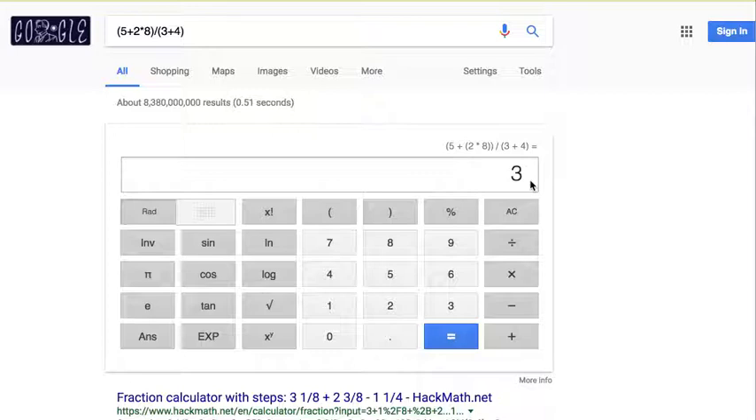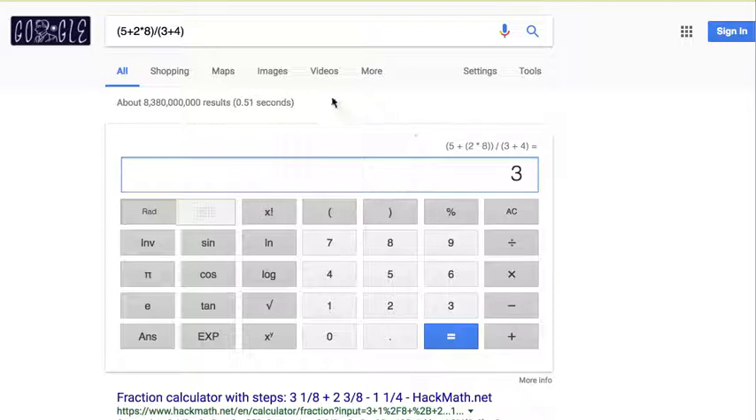So I have created a worksheet which includes some practice skills, and among those practice skills it does involve using the Google calculator and kind of practicing looking at these calculations.